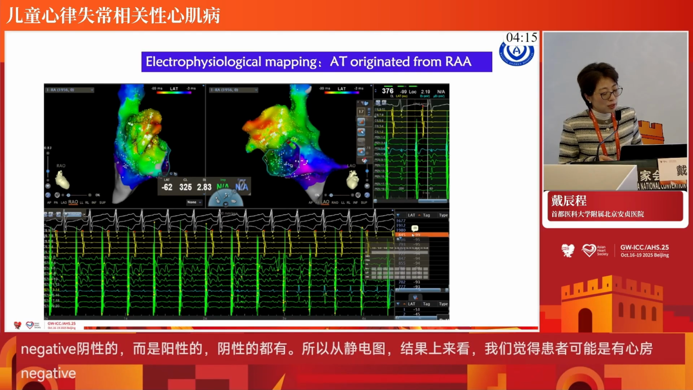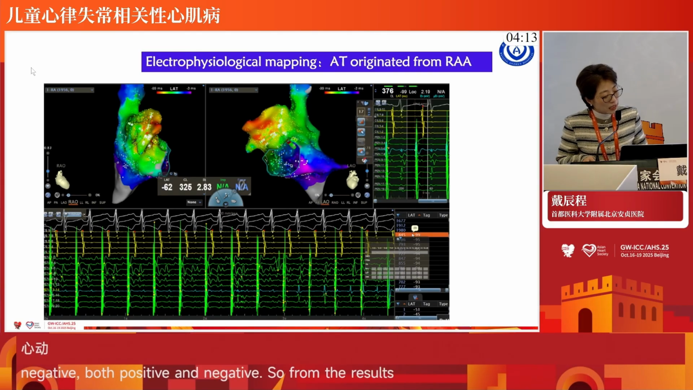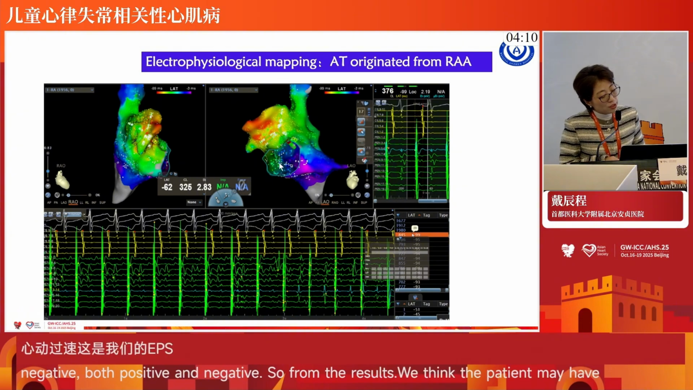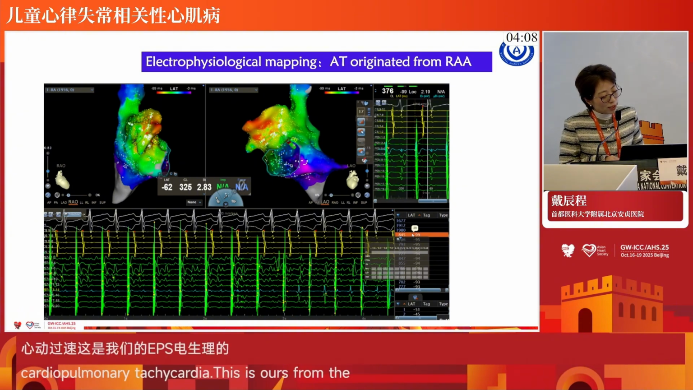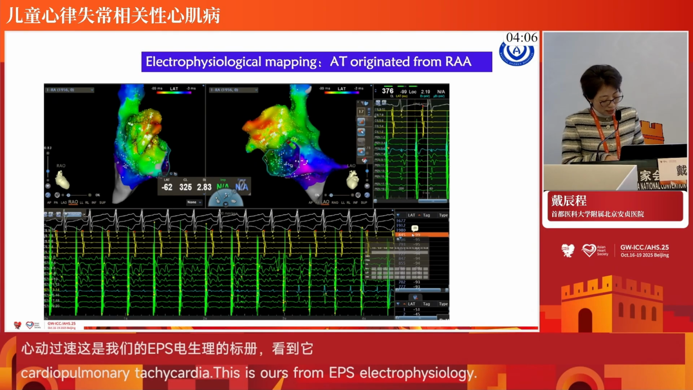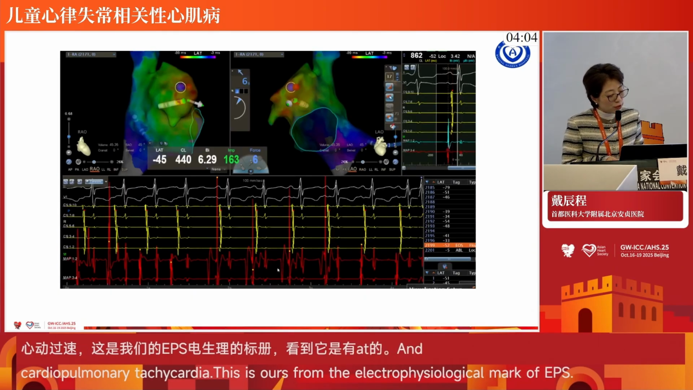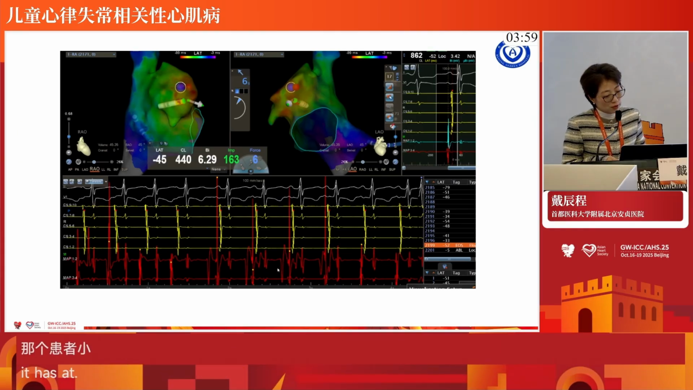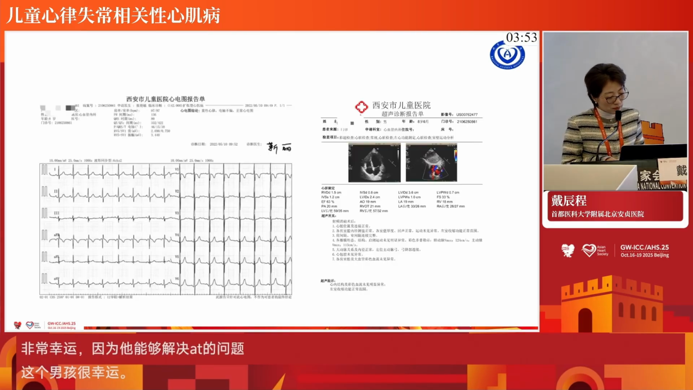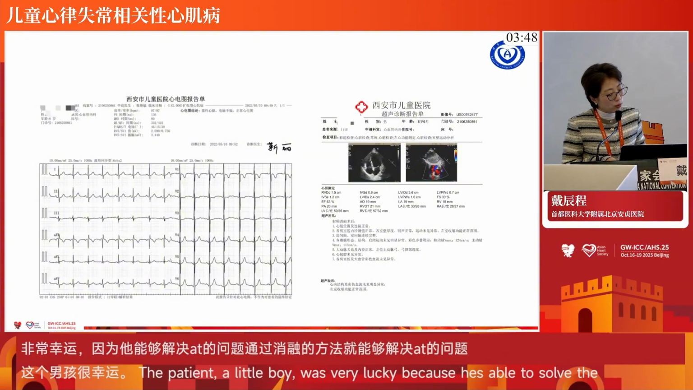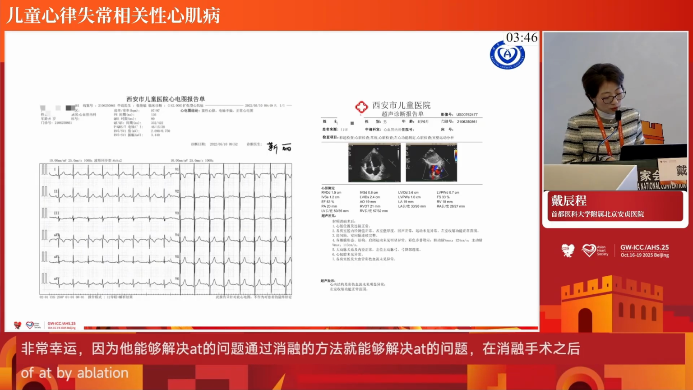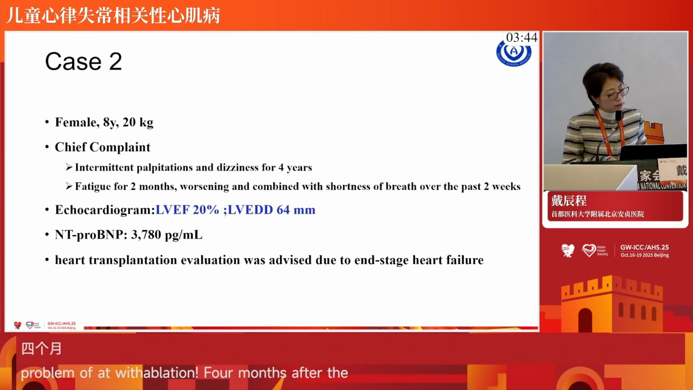EPS showed it is really an AT originated from the right atrial appendage, and the boy is very lucky. He got the AT resolved by ablation, and 4 months after ablation, he got a normal echo and ECG. No drugs are needed. Case 2.